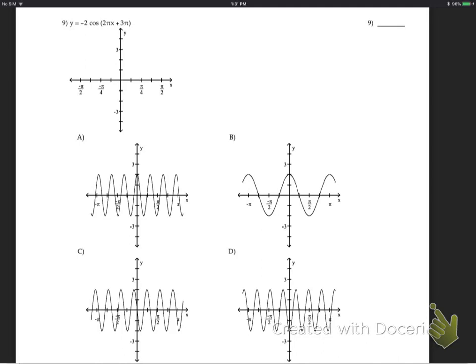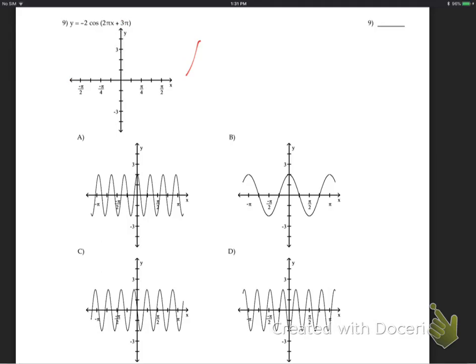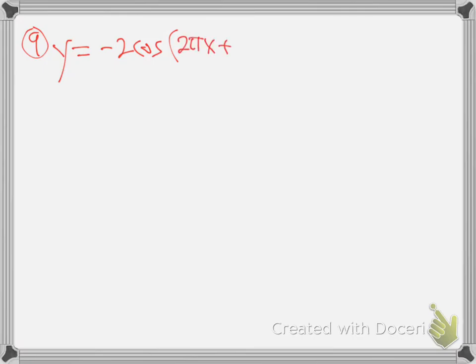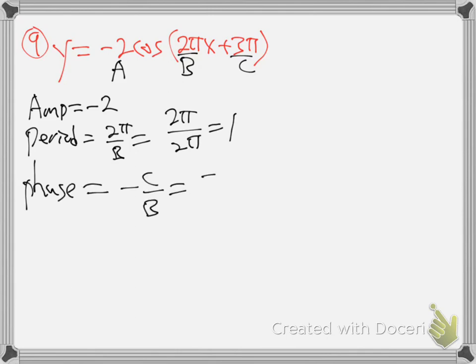Okay, number 9. I'm just going to fresh screen here. Y equals negative 2 cosine 2 pi x plus 3 pi. So this is the A, this is the B, this is the C. The amplitude is negative. It's going down first. The period, 2 pi over B, 2 pi over 2 pi. Period's 1. The phase shift is negative C over B, negative 3 pi over 2 pi. The pi's cancel. 3 divided by 2 in your calculator, 3 halves, 1.5. Negative 1.5. So we got all that.